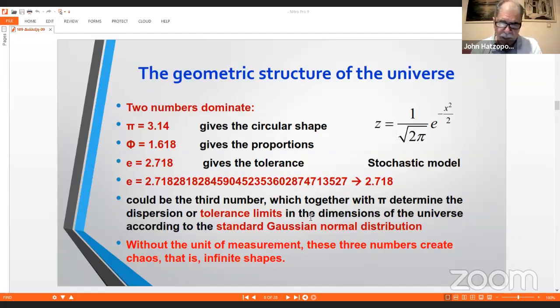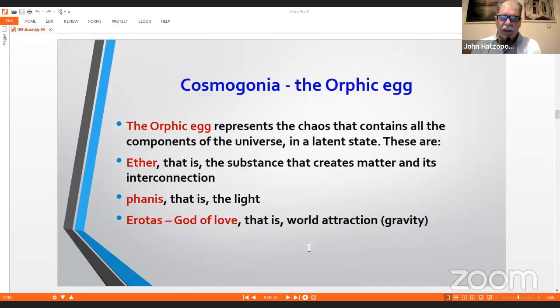We must emphasize here also that even with these three numbers, without the unit of measurement, we still have chaos. We cannot create a universe. Now, let's see from Greek mythology about cosmogony how the universe was created.